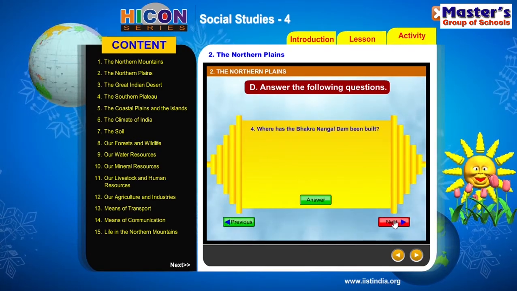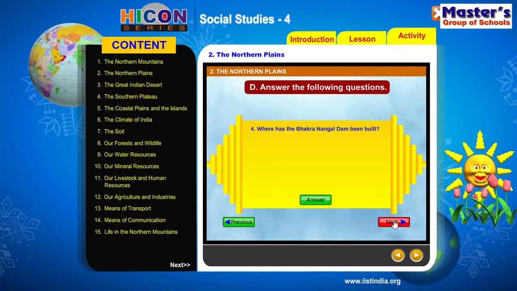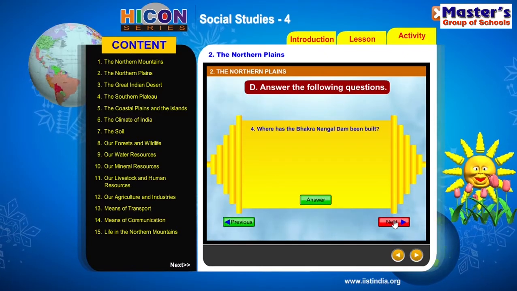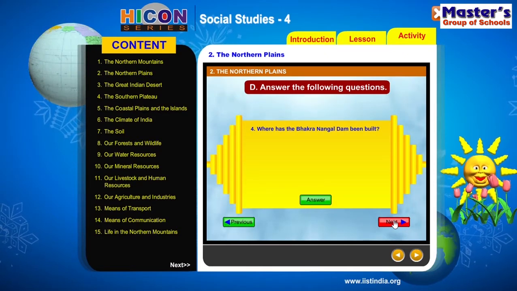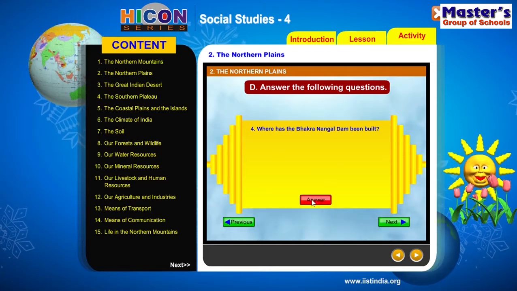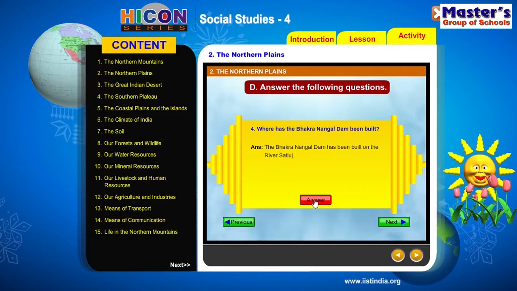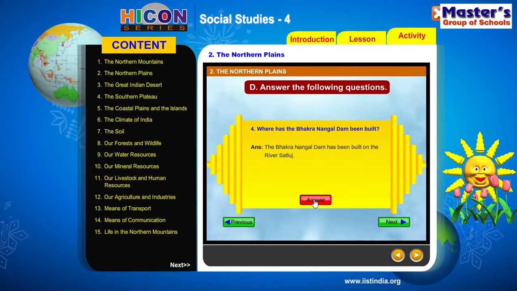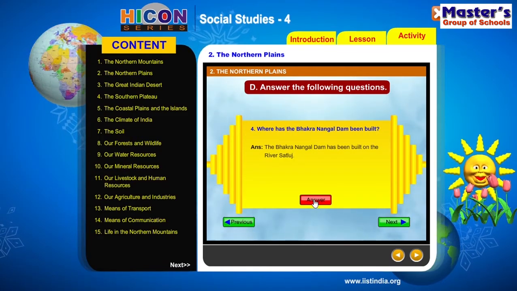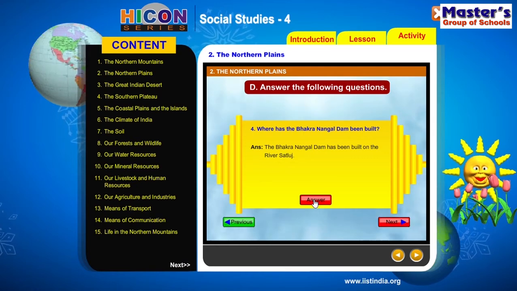Where has the Bhakra Nangal Dam been built? The Bhakra Nangal Dam has been built on River Satluj.